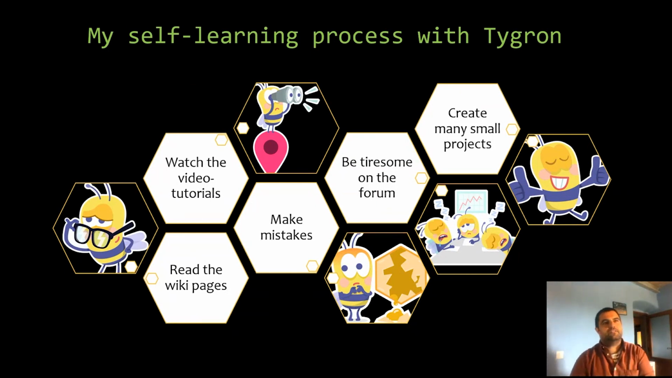Another thing that I advise is to make a lot of mistakes. I tried a lot of indicators that didn't work. I tried a lot of ways of importing data or creating overlays that didn't work, but it doesn't matter, because in any mistake, I learned something new. I learned about the possibilities of Tygron, but also about the limitations of Tygron, and this is the way I could move forward.